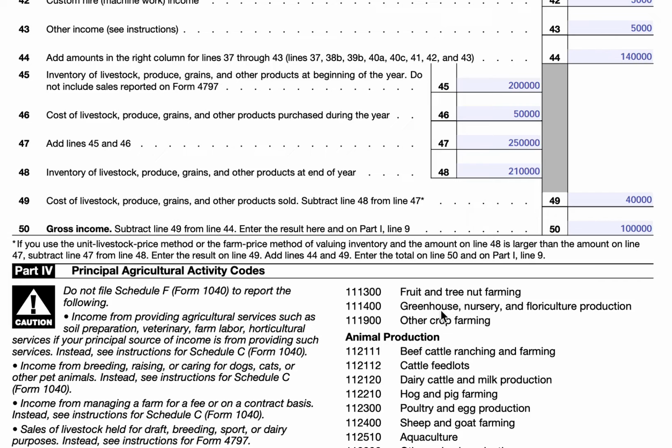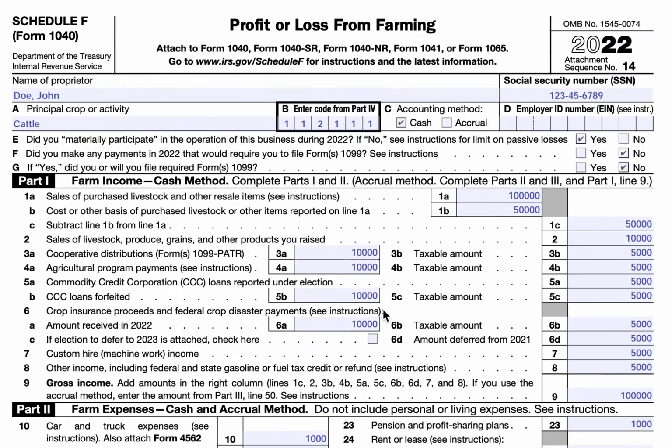So with that said, we are now going to move over to the top of the form. So at the top, we have our hero's name, John Doe, his social security number, and as we mentioned, his principal crop or activity is raising beef cattle specifically, and that's the NAICS code. He operates on the cash system.